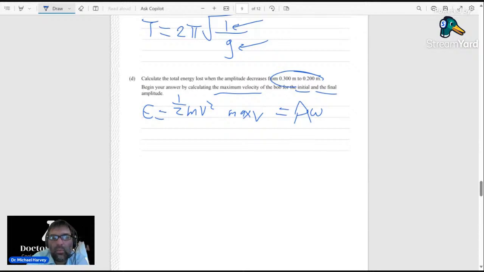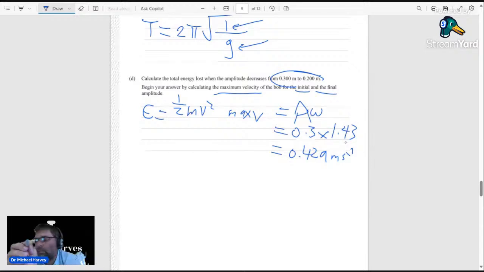So we might actually calculate that. So the amplitude from our previous questions is 0.3, and the omega right from the start is 1.43. Okay, so our max velocity is 0.429. Okay, cool.